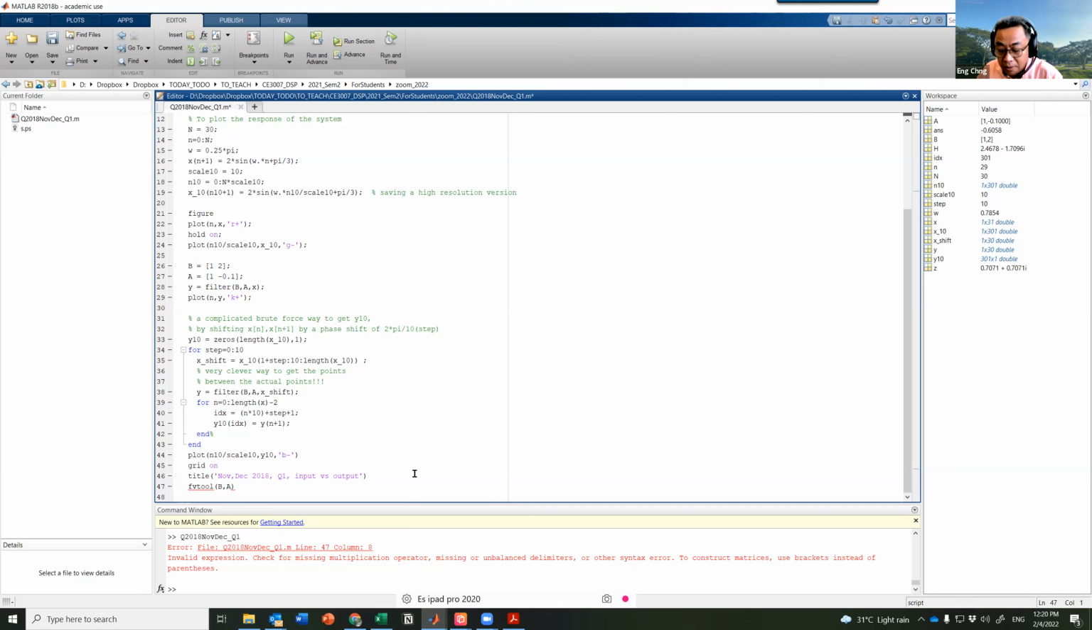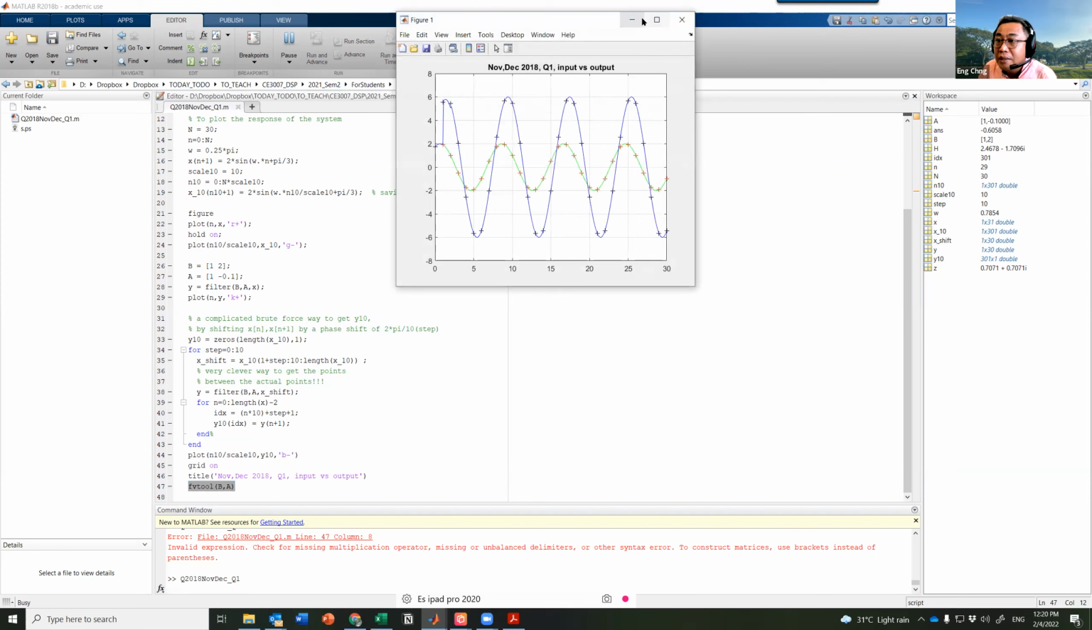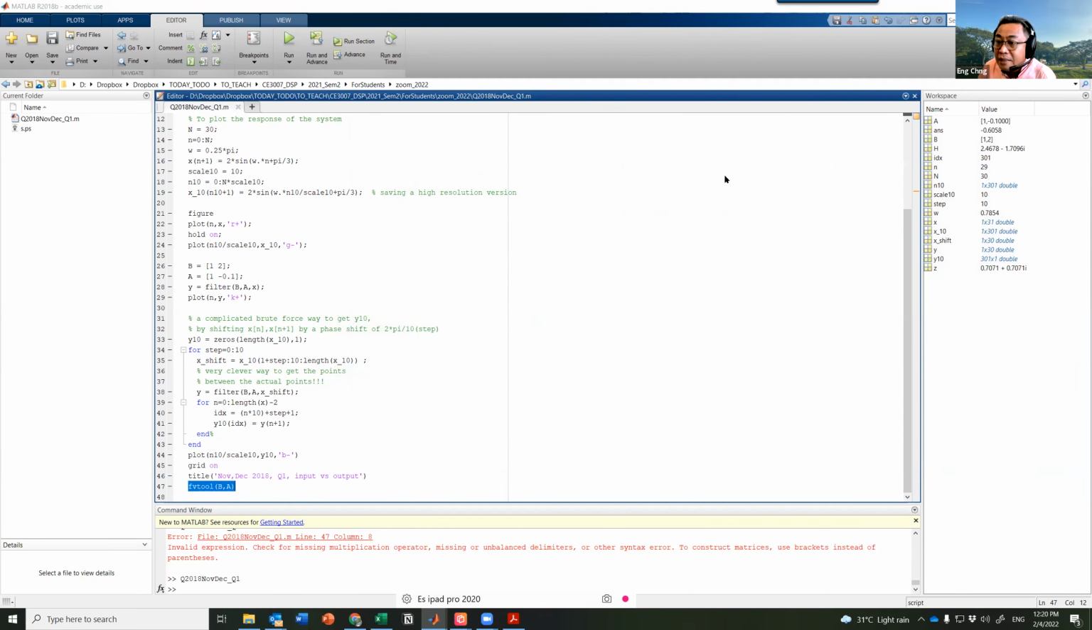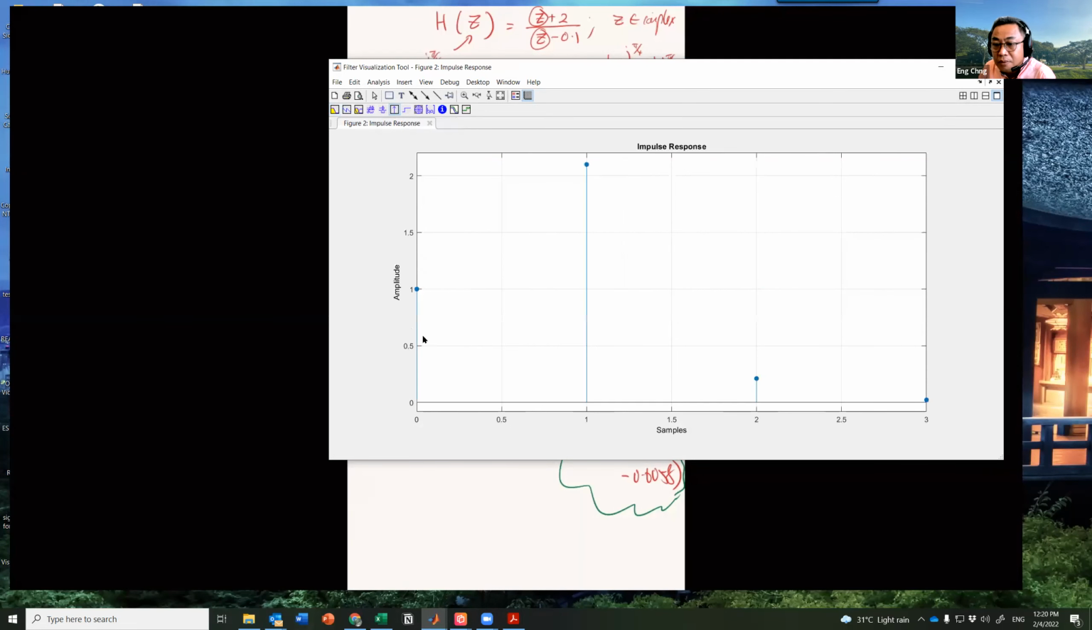All right, then the last thing I want to show you is something called FVTool. FVTool is a very, very powerful MATLAB toolkit, which allows us to examine the frequency response and the impulse response. So this is the impulse response. I click this button for time 0, 1, 2.1, followed by 0.21, followed by 0.021, and then 0.0021 and so on.